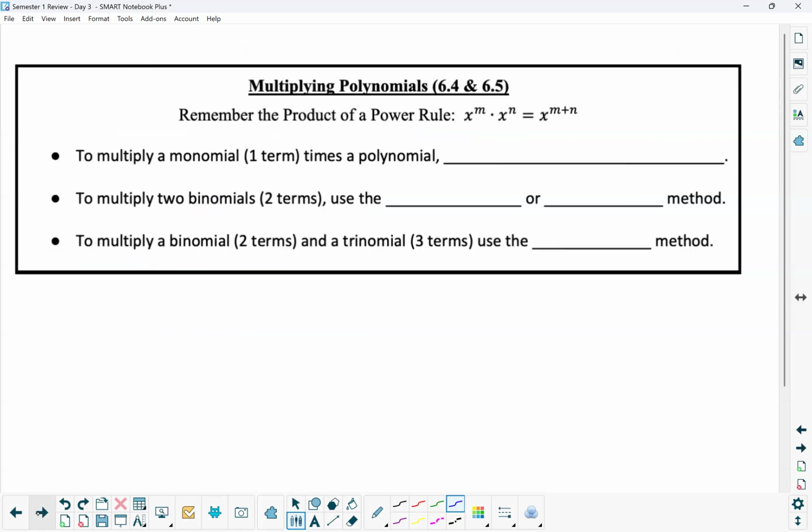Multiplying polynomials. So big thing, remember that power rule? If I have x to a power of m times x to a power of n, I add my exponents. To multiply a monomial times a polynomial, use the distributive property.